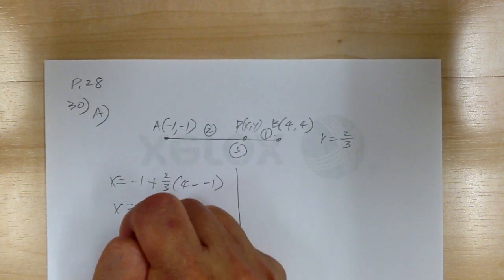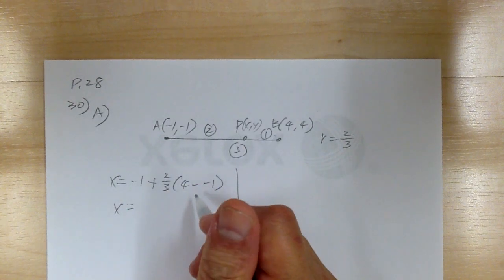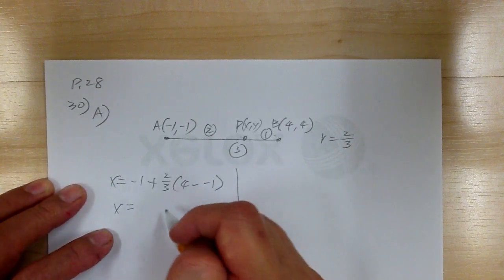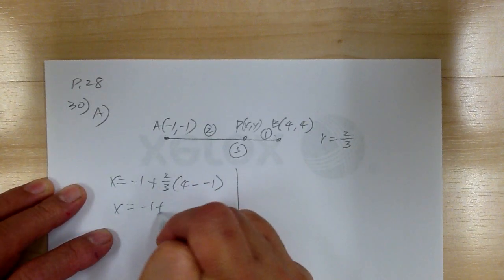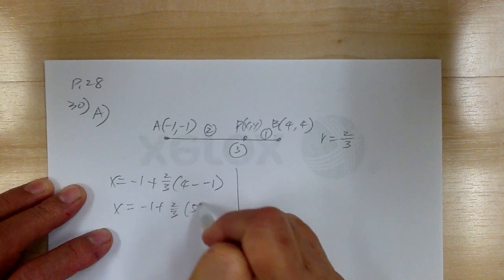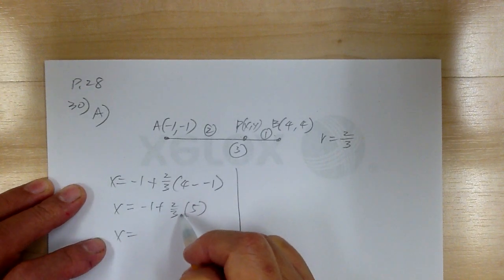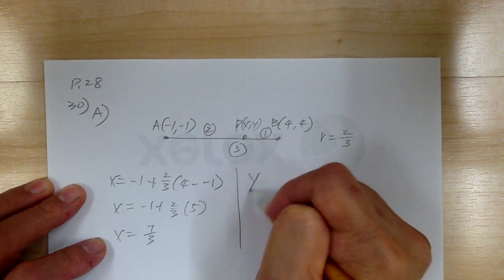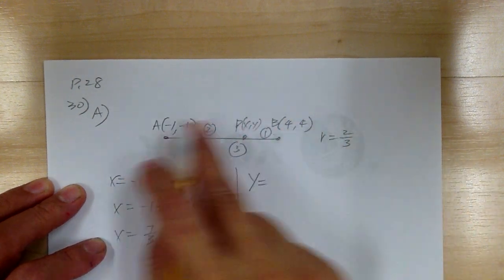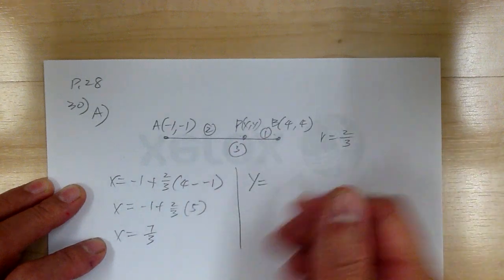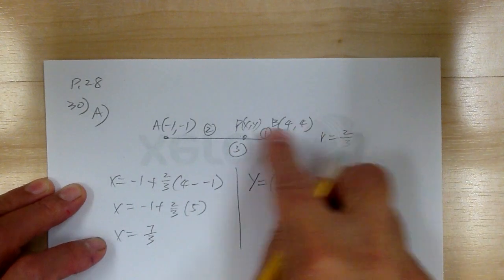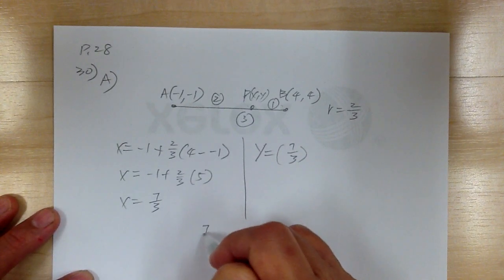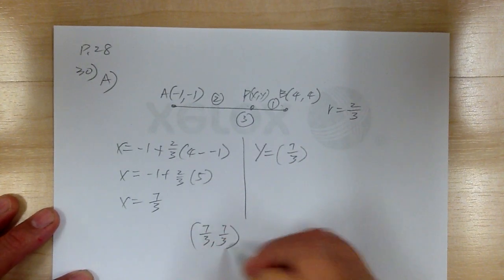Okay, so you're going to get x equal to -1 plus 2/3 times 5, so that's 10/3, so it'd be 7/3. So y is the same thing, right? Since notice they're the exactly identical number, you're going to get 7/3, because x and y are the same thing. So in this case, you're going to get 7/3.